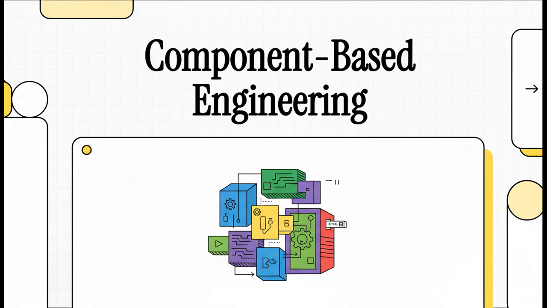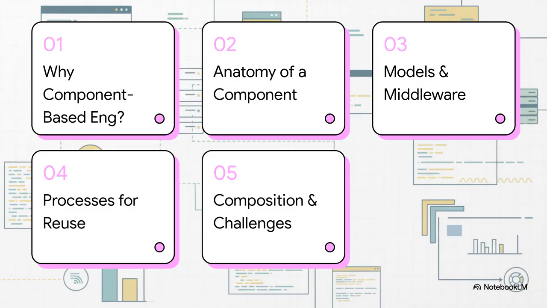We're going to explore where this idea came from, what exactly makes a component, and what it's actually like to build with them. So, here's what we've got on top. First, we'll look at why we even need component-based engineering. Then, we'll get into the anatomy of a component itself. After that, we'll talk about the models and middleware that make it all work, the different processes involved, and finally, we'll wrap up with the challenges of actually putting all the pieces together.